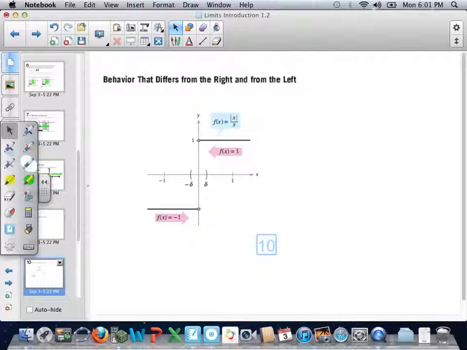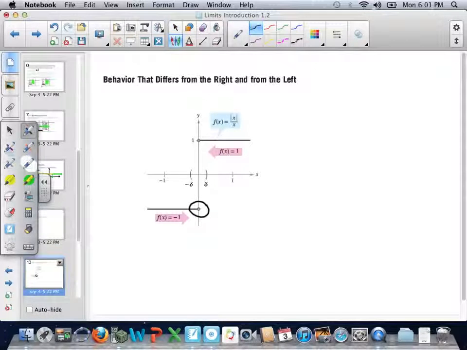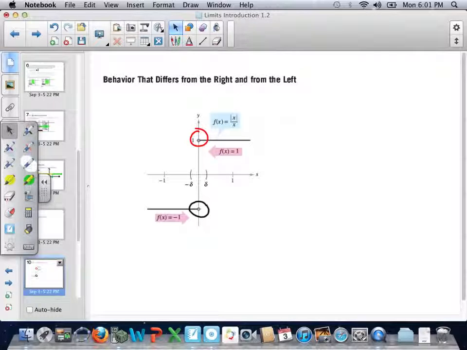Well, different from left to right. You've seen me talk about what is approaching from the left and what is approaching from the right. If it approaches something that's different each time, the limit does not exist. We cannot approach -1 from the left and +1 from the right and have a limit.